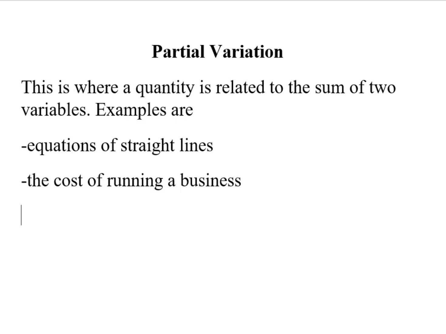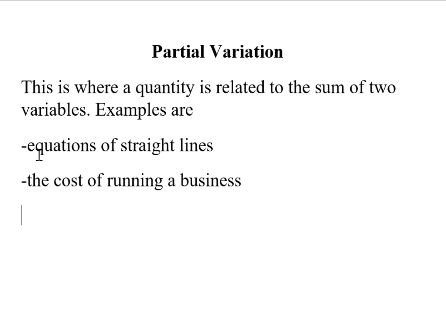Partial variation involves a situation whereby a quantity is related to the sum of two variables or to the sum of a constant and a variable. We have some examples that exhibit partial variation. The first one is equations of straight lines, and the other one is the cost of running a business.